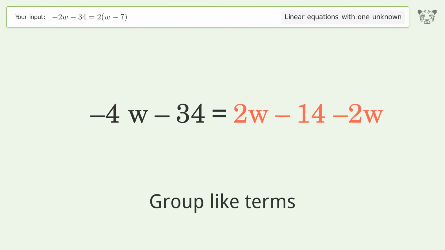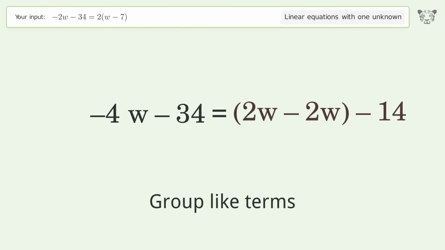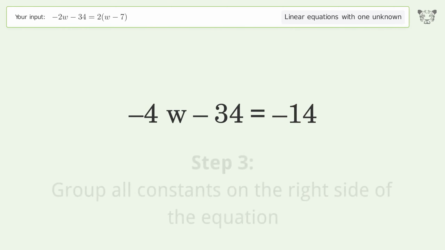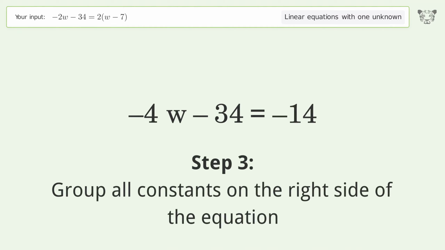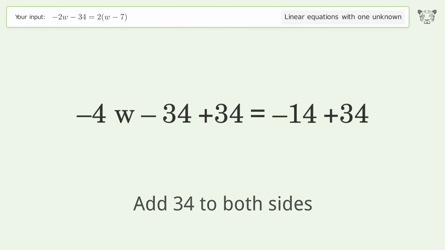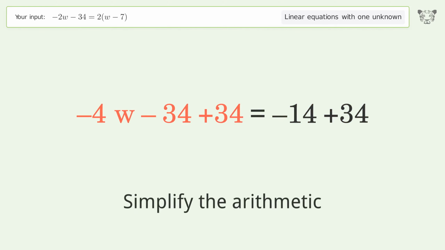Group like terms. Simplify the arithmetic. Group all constants on the right side of the equation. Add 34 to both sides. Simplify the arithmetic.